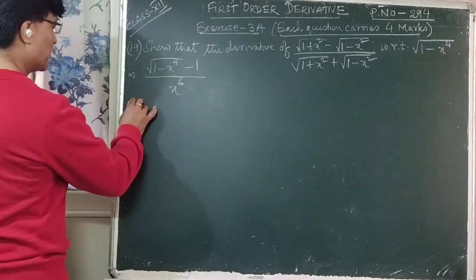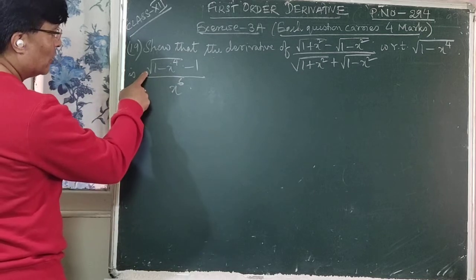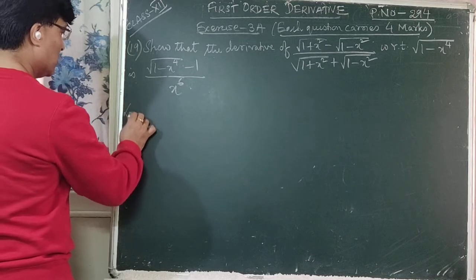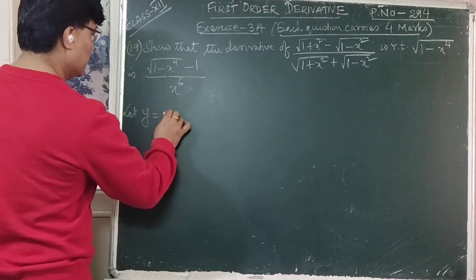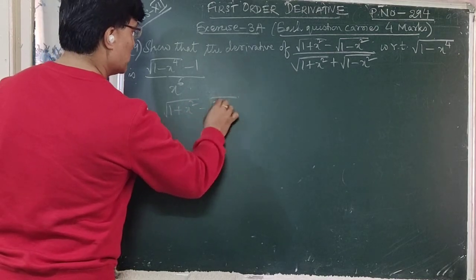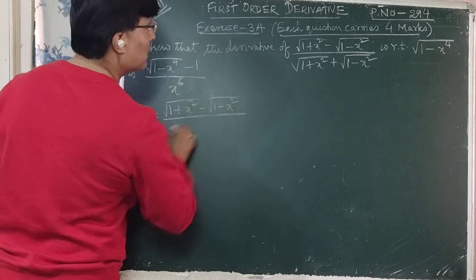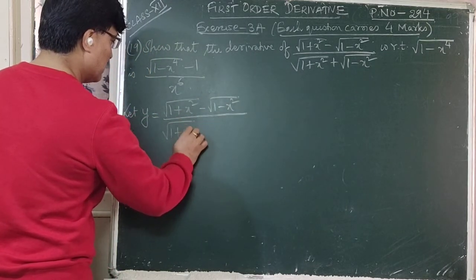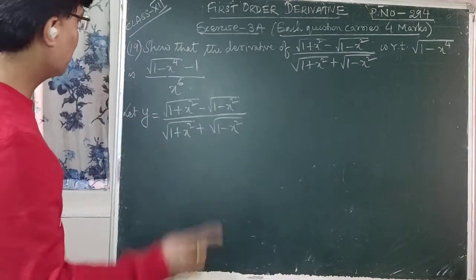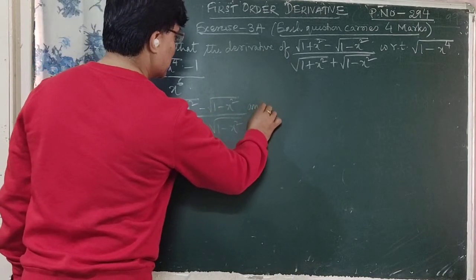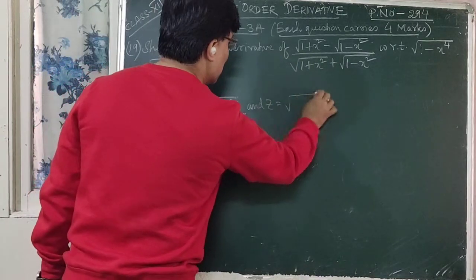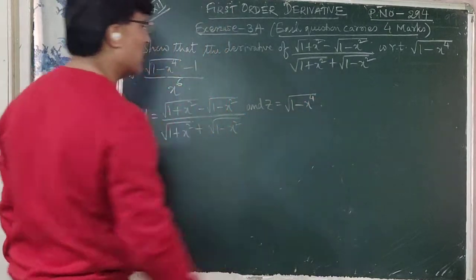So let us assume, and you should prove, dy by dz is equal to root over 1 minus x to the power 4 minus 1 whole divided by x to the power 6. So let y is equal to root over 1 plus x square minus root over 1 minus x square whole divided by root over 1 plus x square plus root over 1 minus x square, right? And z is equal to the second function. What is the second function there? Root over 1 minus x to the power 4.